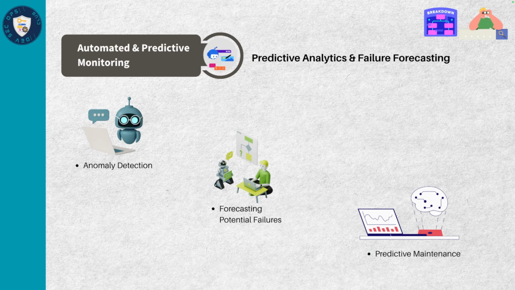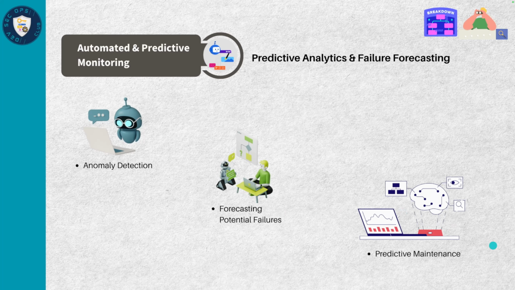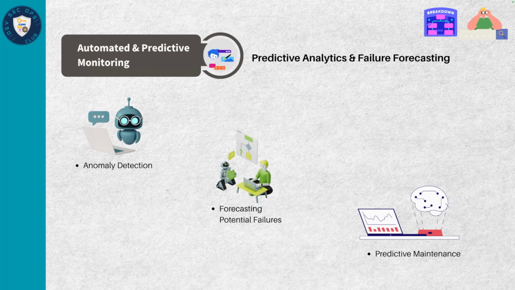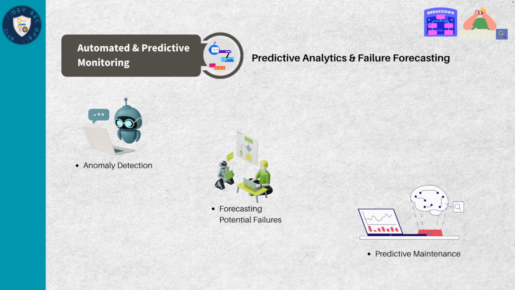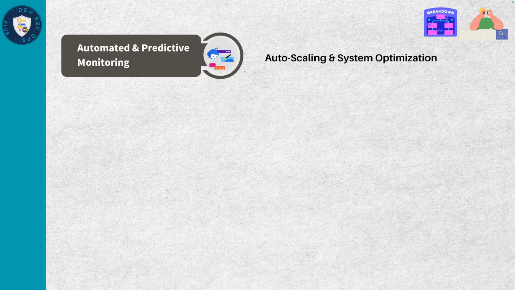So forecasting potential failures, anomaly detection, predictive maintenance, and why this is important. Instead of waiting for issues to happen, predictive analytics prevent outages, improve reliability, and reduce costly repairs. Next, in this domain, we have auto scaling and system optimization, automatically adjusting resources based on demand and system activities.